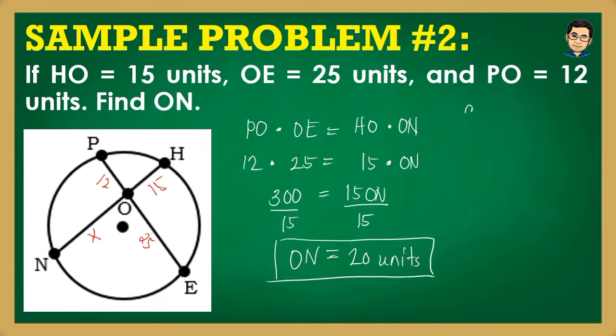So, to check, 12 times 25 is equal to 15 times 20. So, 12 times 25 is 300 equals 15 times 20, that is also equal to 300. So, ibig sabihin, ON is equal to 20 units.